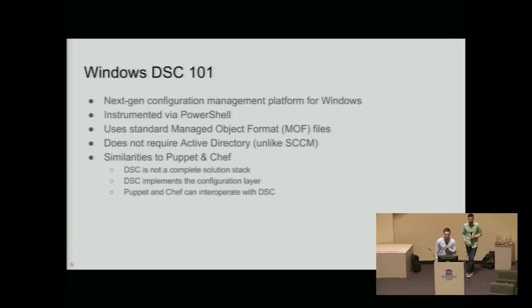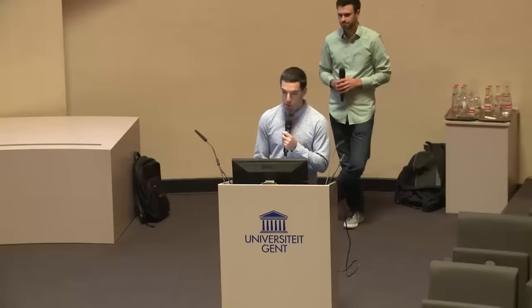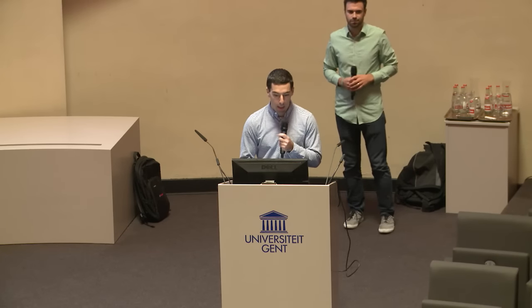So Desired State Configuration is included with PowerShell 4, which is part of the Windows Management Framework 4.0, installed by default on Windows 8.1 and Server 2012 R2 and later. It's Windows' next generation configuration management platform. So it's instrumented via PowerShell. The thing that it uses to actually manage configurations and ingest them is a standard. It's the MOF, Managed Object Format standard. So the same thing Windows WMI has been using for like over a decade.